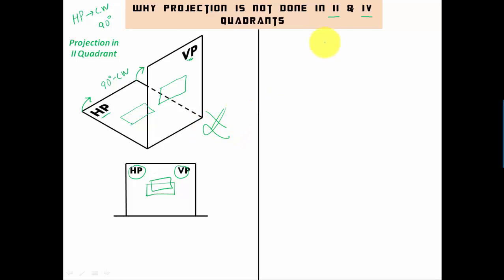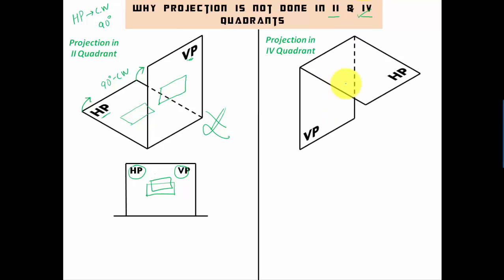Now let's see why projection is not recommended in the fourth quadrant. So let's have the fourth quadrant. That means the object is below HP and in front of VP. Again, we are going to use this rotation protocol, and we're going to rotate this horizontal plane by an angle of 90 degrees in the clockwise sense. When you do so, what happens? This happens. Let me show you.